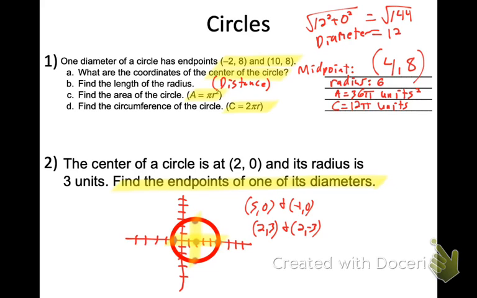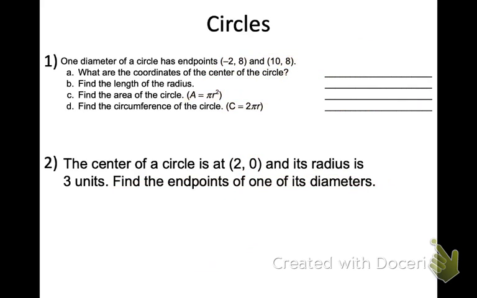Again, if I look at my center here, if I add or subtract 3 from the x value, that's where I got the first one. And then if I add or subtract 3 from the y value, that's where I get that second diameter. All right? Let's move on here.